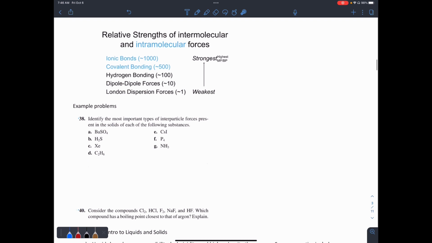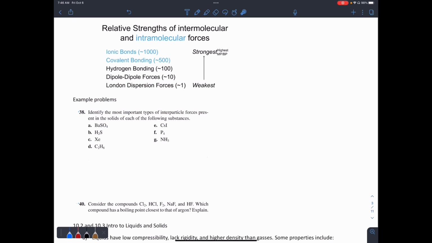So it's helpful to note, finally, the order of the strengths of the different types of forces. Now, ionic bonds are intramolecular. I know there's multiple names, so let me go ahead and also add electrostatic force.